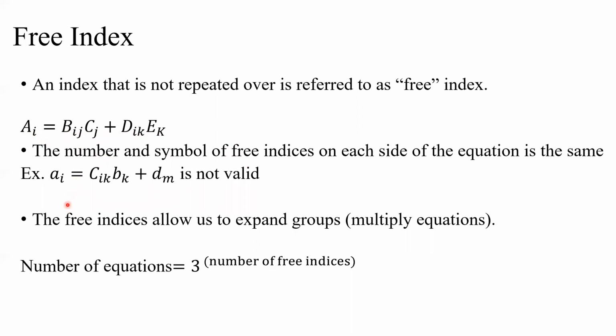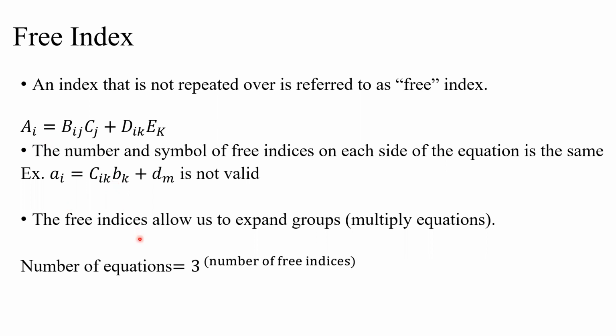If it's not the same, like this, it's meaningless. We don't have any convention for that. We don't know even what that means. So the equation would be incorrect. Our indices would be incorrect if the number or the symbol of the free indices won't be the same on each side of the equation.